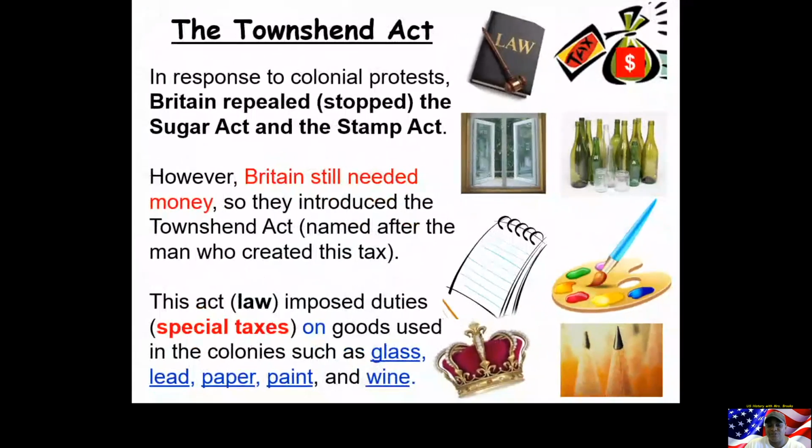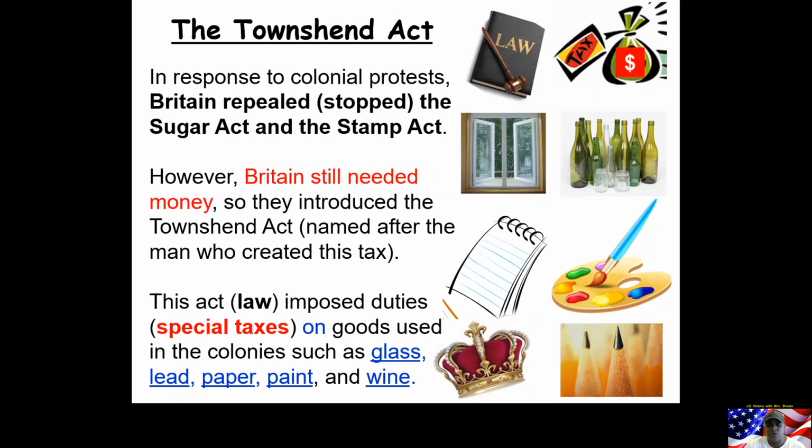That brings us to the Townsend Act. The Townsend Act. Now, I told you the king said, if he can't get you one way, that's all right. He's just going to find another way. You got smart people working for him. They're going to find another way to get you. That's how he came up with the Townsend Act. The Townsend Act is named after the person who created this law.